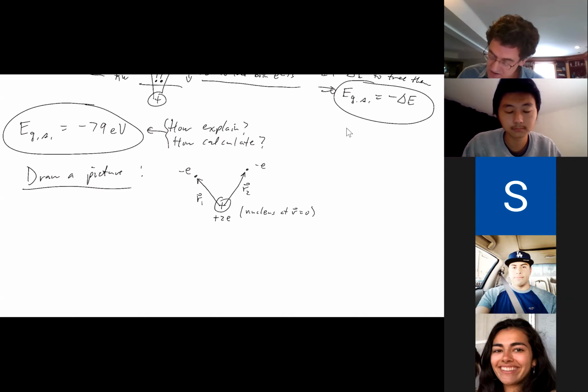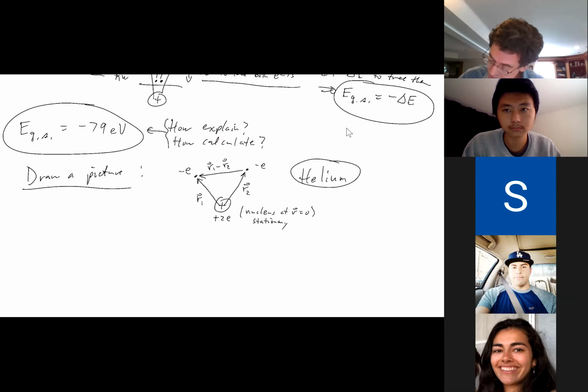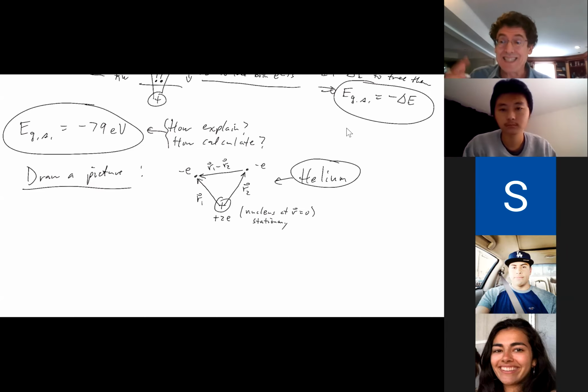Let's assume that the nucleus is stationary because it's so massive. That just makes it easier. And then we also have the distance between the electrons, a vector that I can define as R1 minus R2. So this is the situation. This is a helium atom. That's what it looks like, classically.